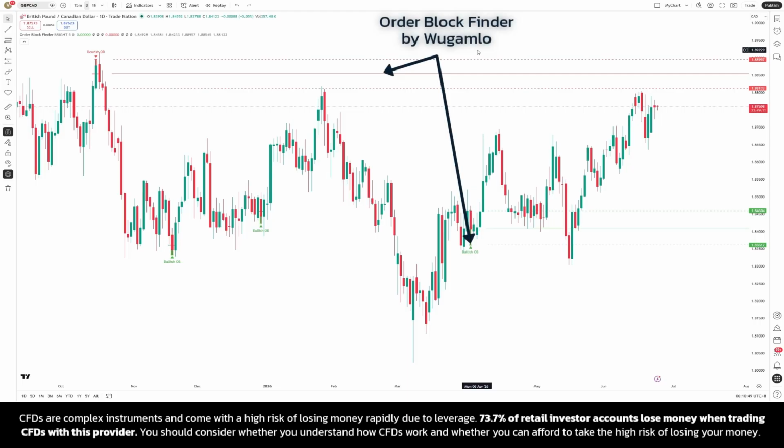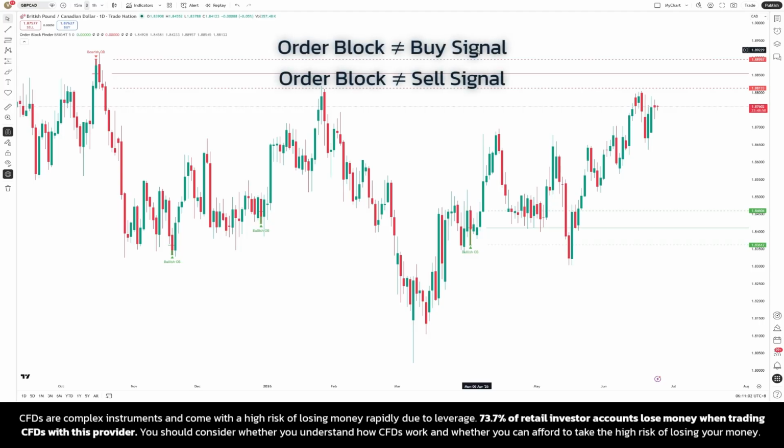Wugamlo's Order Block Finder is designed to identify areas where a strong move may have started, then mark those areas as potential levels for future price interaction. The key idea is that order blocks are not treated as instant buy or sell signals. They are treated as zones of interest because price often returns to areas where a decisive move first began.